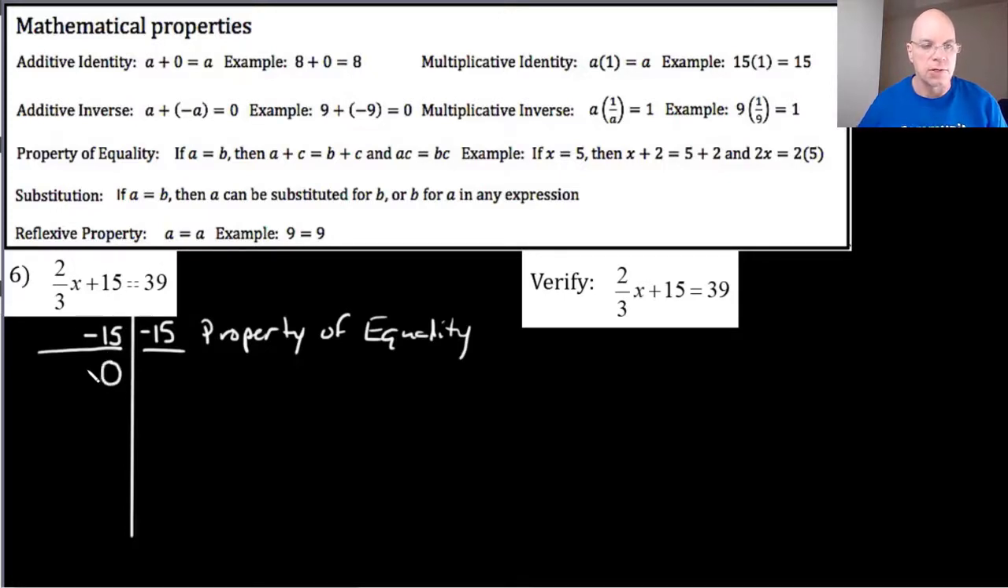And if we can make the constant term 0, we can get rid of it and simplify the left side of the equation, the side with the variable. And 39 minus 15 is 24. Now the property that we just used and the reason we chose to subtract 15 is the additive inverse. You can undo addition with subtraction, you can undo subtraction with addition. Addition and subtraction are inverse operations. So 15 minus 15 is 0, or 15 plus negative 15 is 0. If you add opposites, you get a sum of 0.